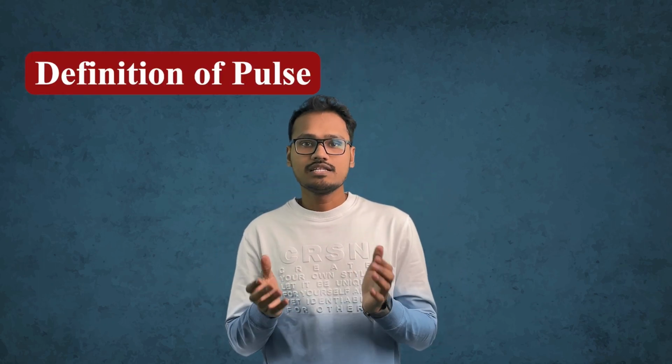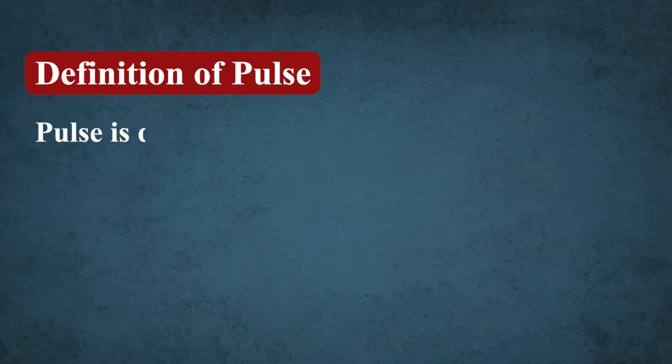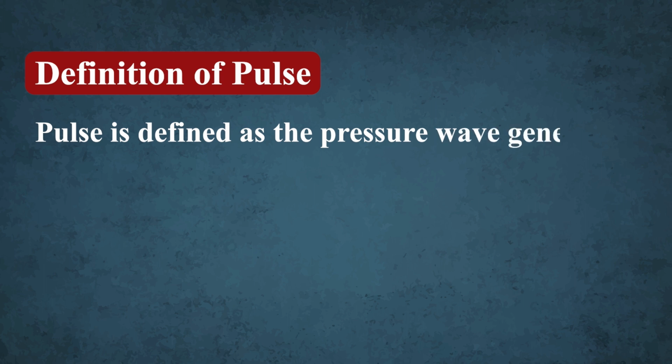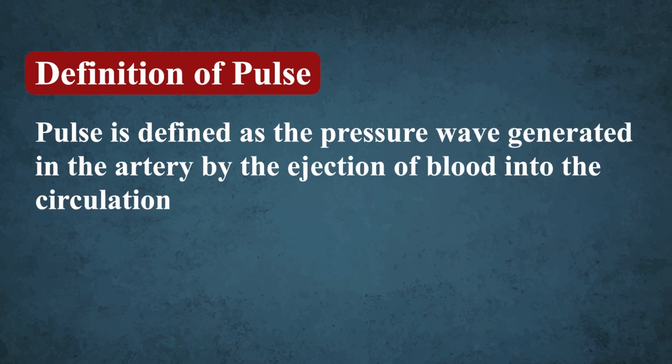So what is a pulse? This is the first question the examiner is going to ask you. Pulse is a series of pressure waves which are generated inside the artery whenever the ventricle is pumping out the blood. The definition is pretty simple. Just think, whenever the ventricle pumps out the blood, it is sent into the arteries, and this creates a pressure wave in the arteries, and that is referred to as pulse.